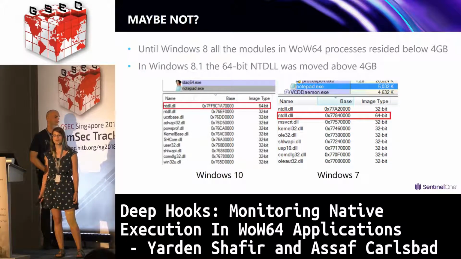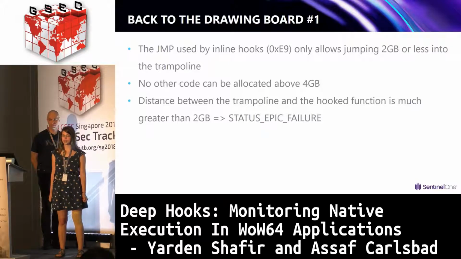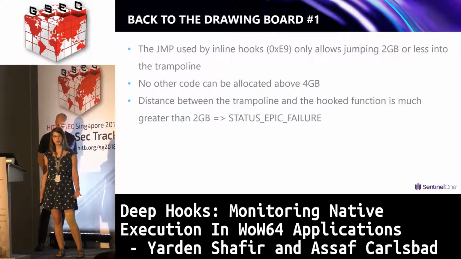Why is that a problem? Well, the jump instruction that we use to overwrite the prologue of the hooked function is actually a relative jump that receives a 4-byte offset. What this means is that this jump can only pass a distance of up to 2 gigabytes from our hooked API function to our trampoline, which we allocate ourselves. In Windows 7, that's fine. We can allocate our trampoline right next to the native anti-DLL and usually have a distance of way less than 2 gigabytes to go through.